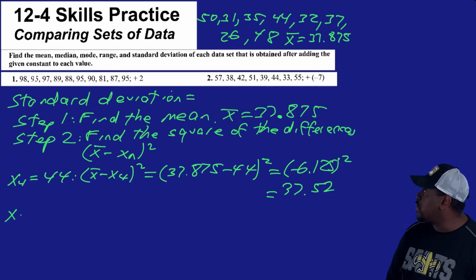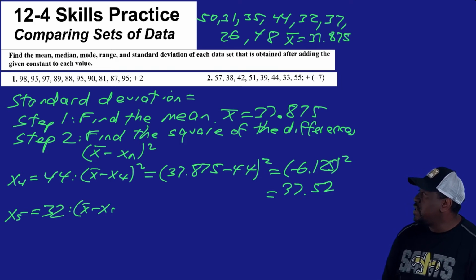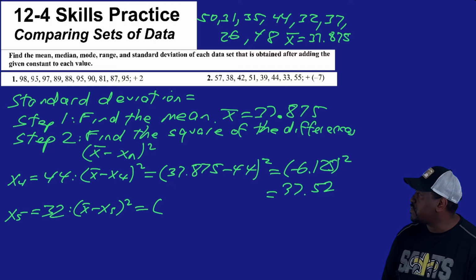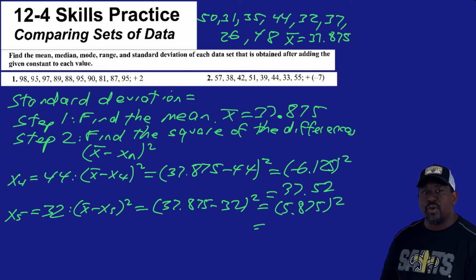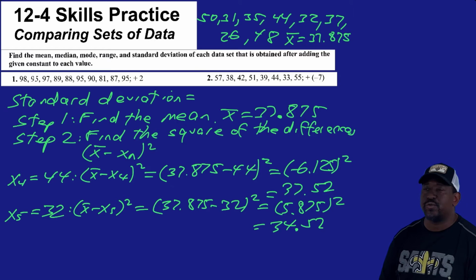And again, we have to do this for 8 values, so this is going to take a minute. So now we're going to do the fifth one, 32, and we take the mean, 37.875 minus 32, and that will give us 5.875 squared, I believe. Let's see what the NOLA MATHMAN comes up with. Yeah, that's what it looks like. And then we're going to square that and round that answer to the nearest hundredth place. And that will be 34.52.